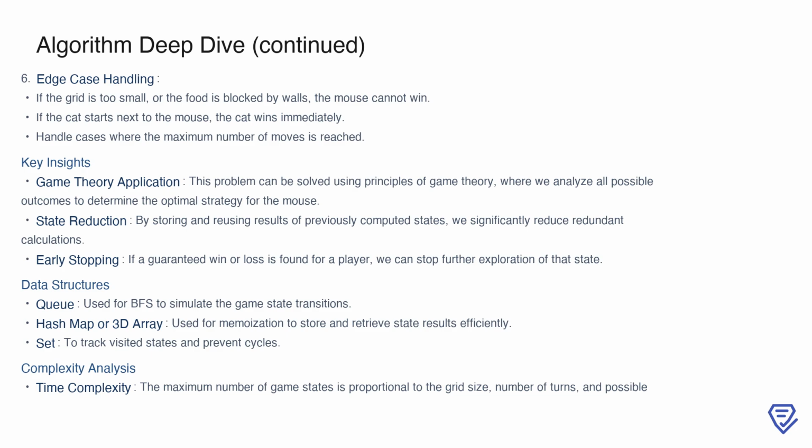Additionally, if a guaranteed win or loss is discovered for either player, we can terminate further exploration of that state, further optimizing the process. The key data structures used include a queue for BFS, a hash map or 3D array for memoization, and a set to track visited states, preventing cycles. Together, these techniques allow us to systematically analyze the game and determine the outcome.